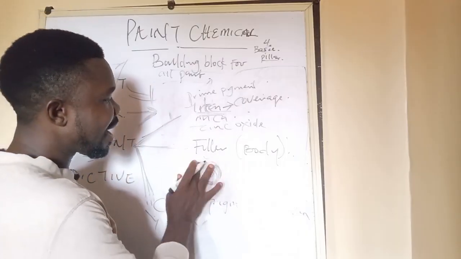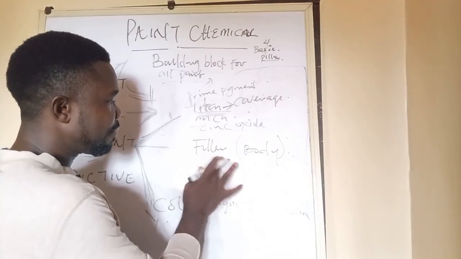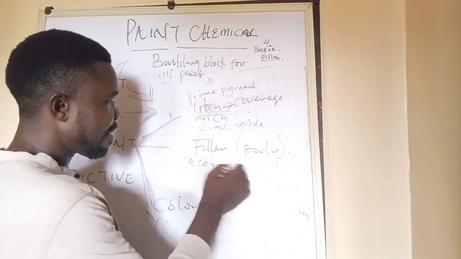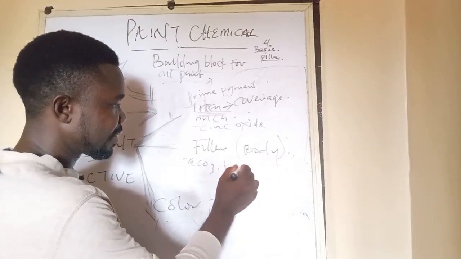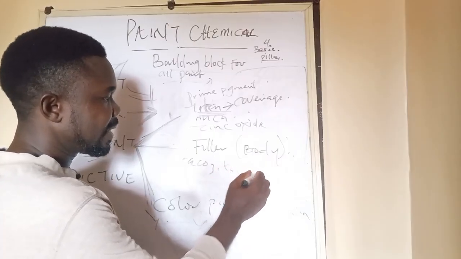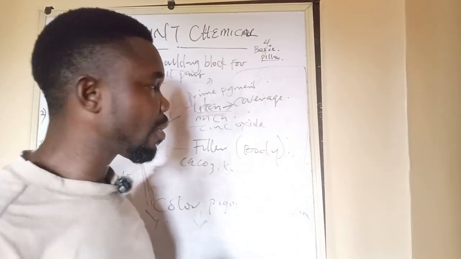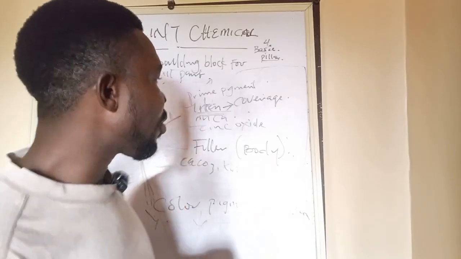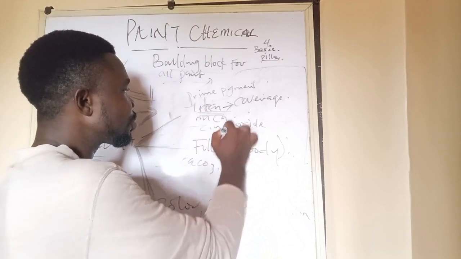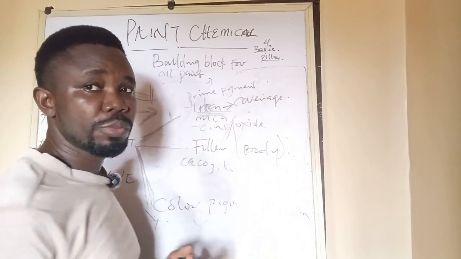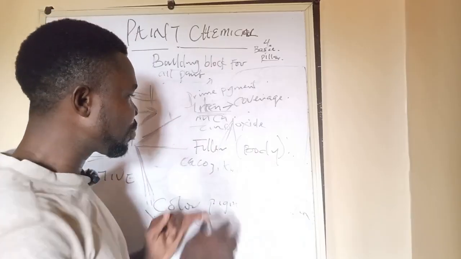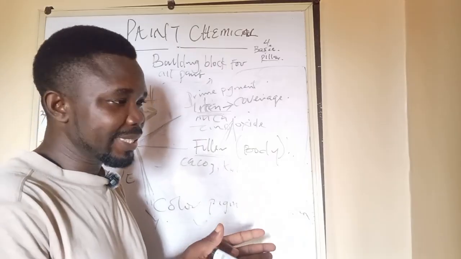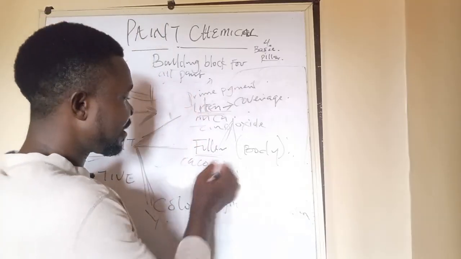So under filler, we now have your calcium, CaCO3. We have kaolin. They are fillers. So they serve the purpose of giving the paint its body, in other words, its weight, and also they contribute to coverage. You understand that the word filler means they are actually filling a gap.